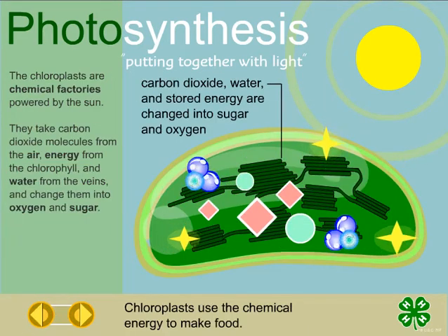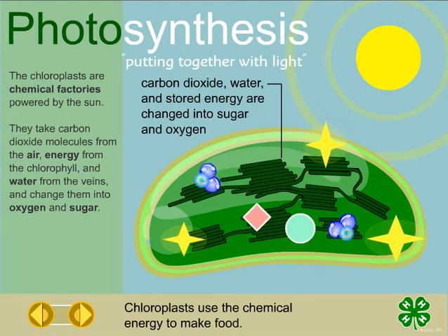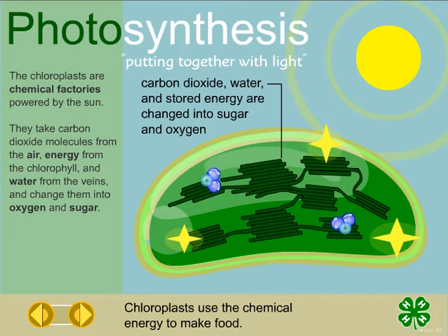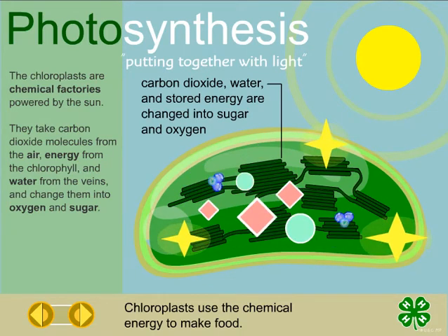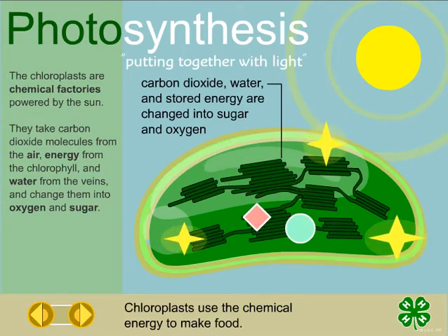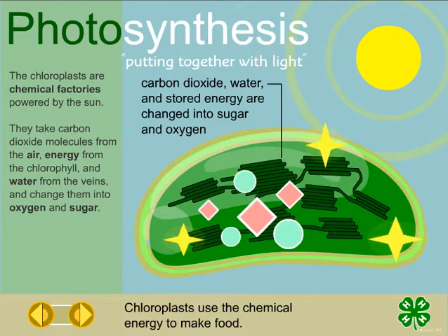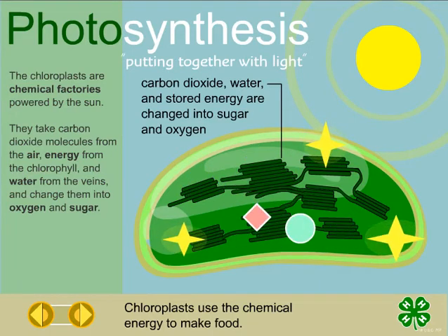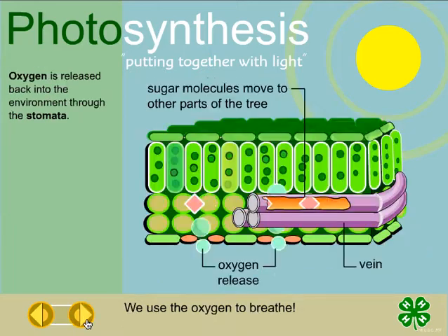The chloroplasts are chemical factories powered by the sun. They take that carbon dioxide from the air, the energy that the chlorophyll just trapped, and the water, and change them into oxygen and sugar. Oxygen and sugar are the products of photosynthesis. That oxygen is released back through those openings out into the environment so that we can breathe it.